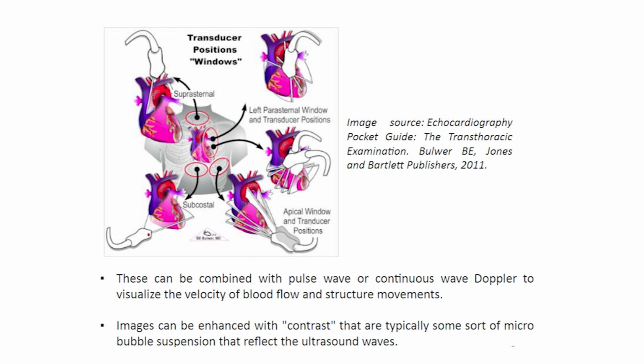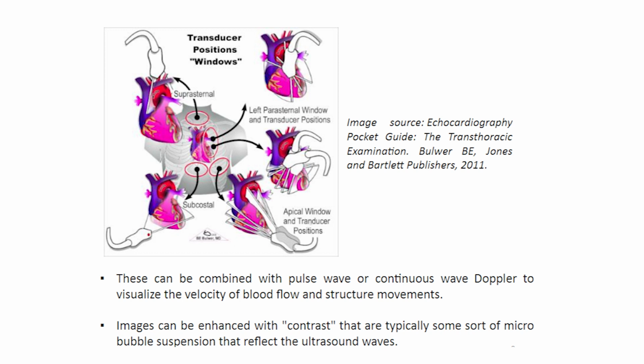TTE utilizes 1D M-mode, 2 and 3 dimensional ultrasound. Time is implicit and not included from the different windows. This can be combined with pulse wave or continuous wave Doppler to visualize the velocity of blood flow and structure movements. Images can be enhanced with contrast that is typically some sort of microbubble suspension that reflects the ultrasound waves.